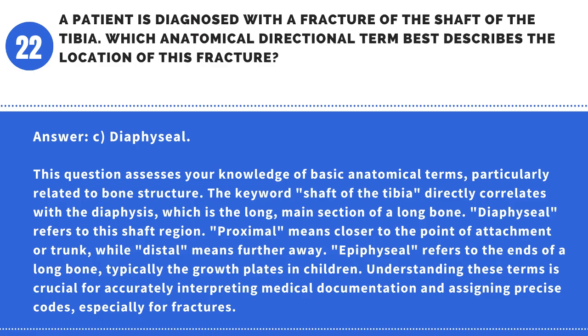The keyword shaft of the tibia directly correlates with the diaphysis, which is the long main section of a long bone. Diaphyseal refers to this shaft region. Proximal means closer to the point of attachment or trunk, while distal means further away. Epiphyseal refers to the ends of a long bone, typically the growth plates in children. Understanding these terms is crucial for accurately interpreting medical documentation and assigning precise codes, especially for fractures.